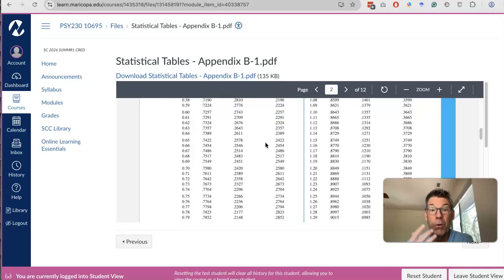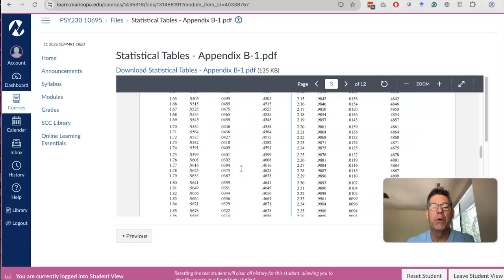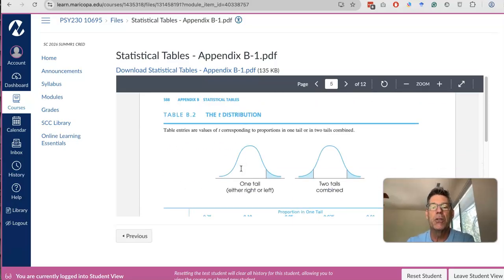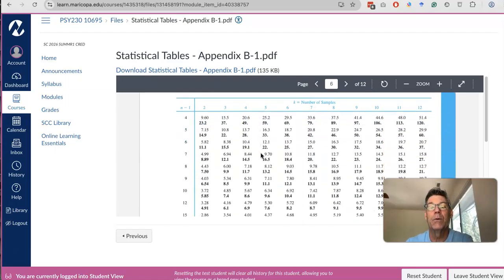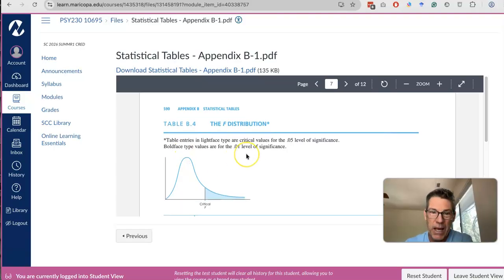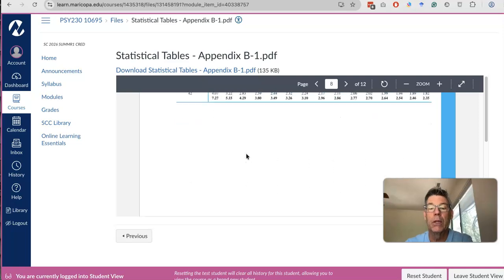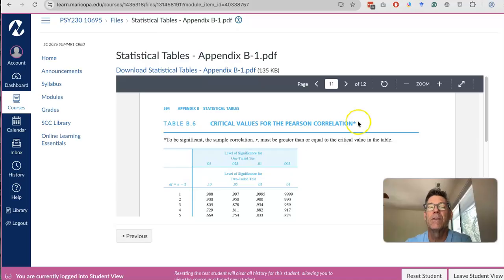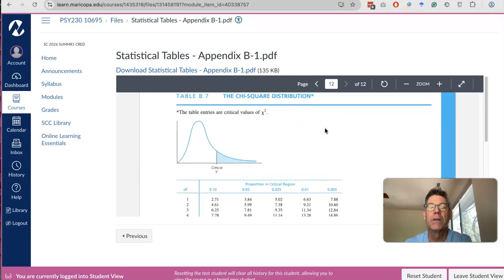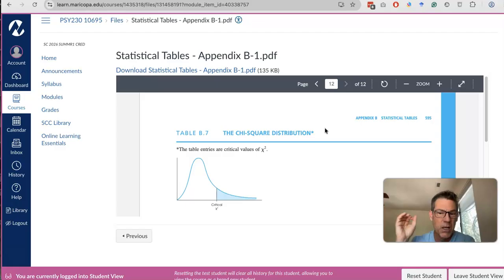That's the unit normal table or the z-score table. Once we get past that, you'll see that it moves into the t-distribution, which will be chapters 9, 10, and 11. We'll be using that. We'll skip the Fmax, then we'll be doing the Fmax or F-distribution when we're doing ANOVAs. And we'll be doing correlation after that, which is the Pearson correlation, and then the last one here is the chi-square. So those are all ones we're going to be using. This is yours printed out. You're going to use it from every chapter from this point on.